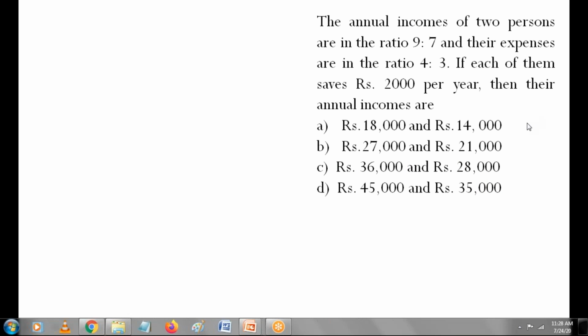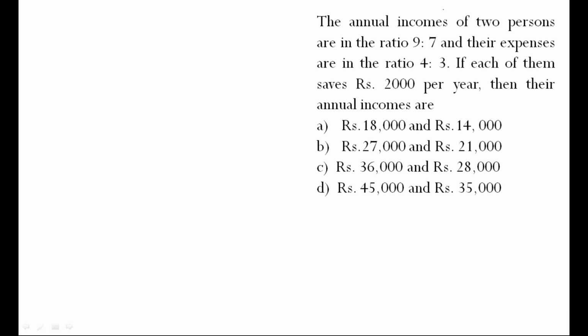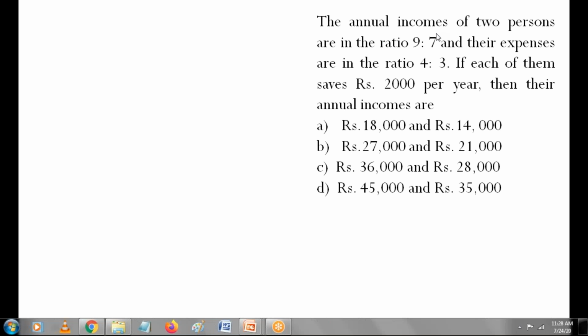Now see this question, friends. Annual income of A and B are in the ratio 9:7. Their expenses are 4:3. Now each of them saves rupees 2,000 per year. Their annual incomes are what? You have to find the annual income of them, right?